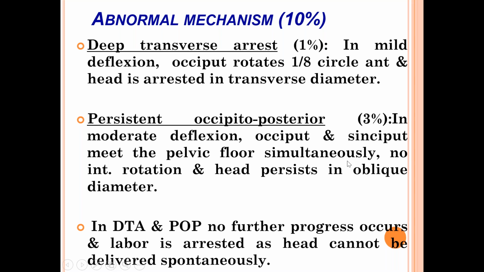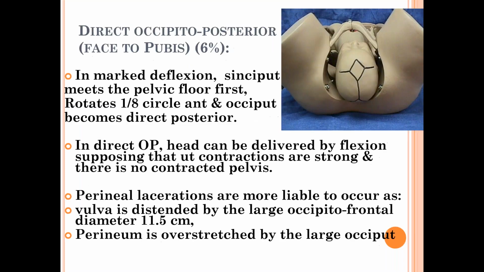In moderate deflection, occiput and sinciput meet the pelvic floor simultaneously. No internal rotation and the head persists in the oblique diameter only. In the deep transverse arrest and the persistent occipital posterior position, no further progress occurs and labor is arrested as the head cannot be delivered. So it will lead to obstructed labor.